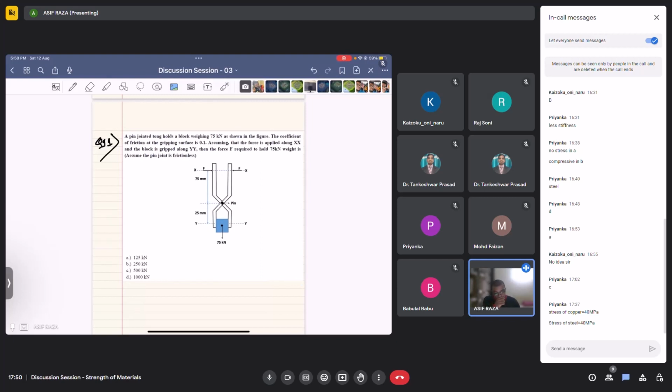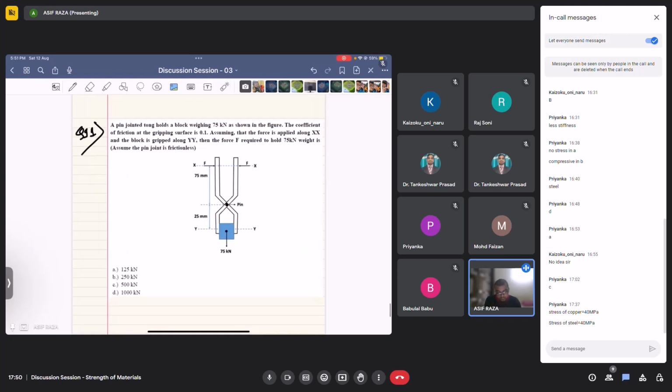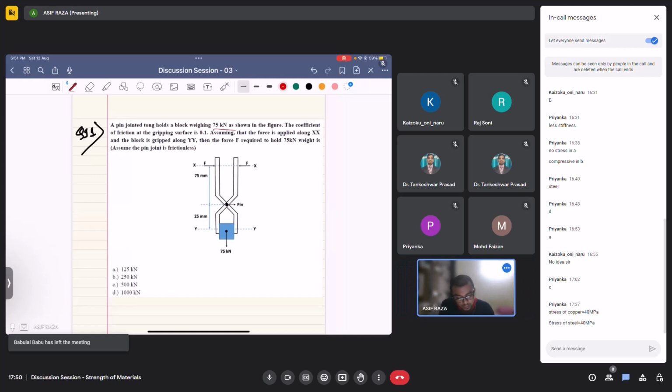So question number 11 says a pin jointed tongue holds a block weighing 75 kilonewton as shown in the figure. The coefficient of friction at the gripping surface is 0.1. Assuming that the force is applied along x-axis and the block is gripped along y-y, then the force F required to hold 75 kilonewton weight is, assume the pin joint is frictionless. Since the time is very less, I'll try to solve it myself.